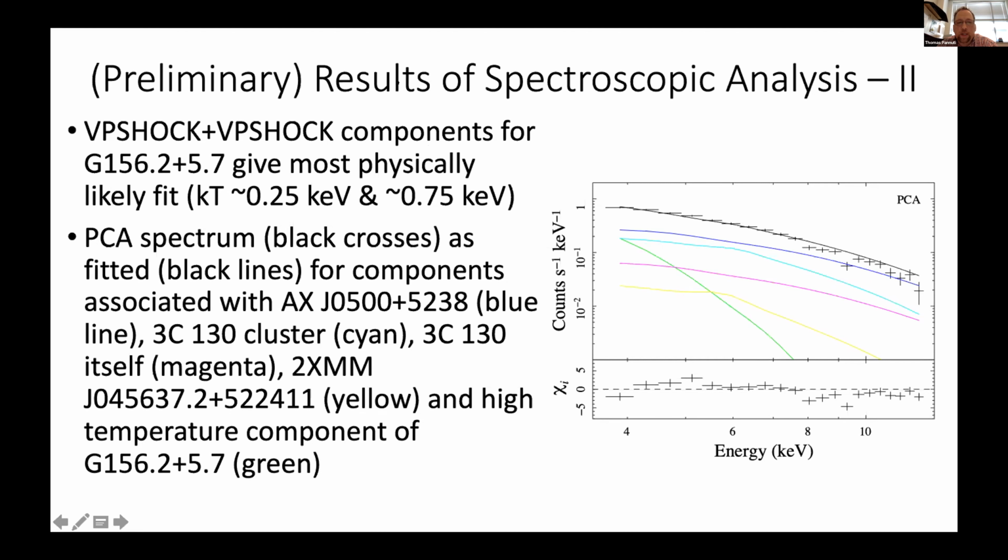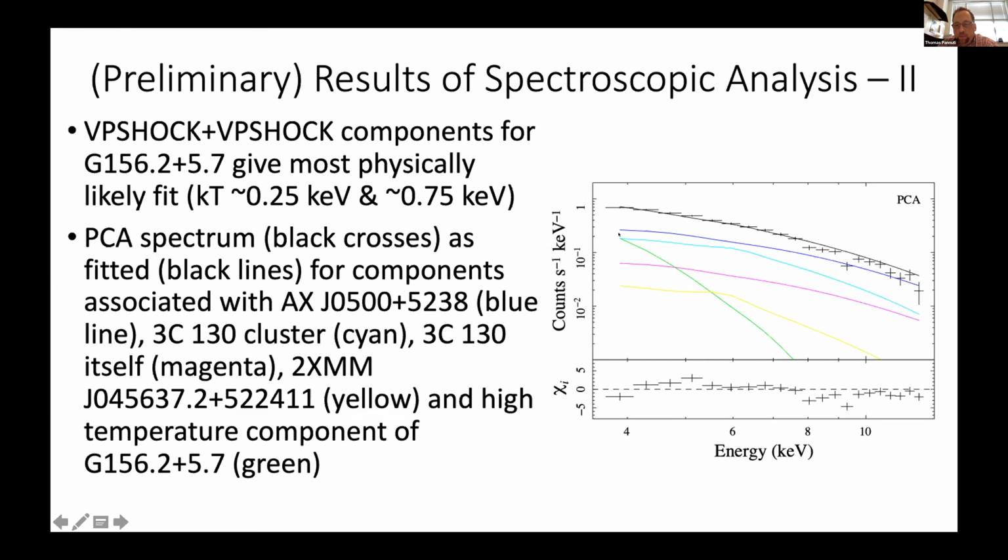What we could see here is the blue, which is the X-ray emission from that hard X-ray source located in the northern rim. That actually produced the most emission. The background cluster only produces this yellow emission. It turned out that the cluster 3C130 and its own emission actually produced significant contributions as well.